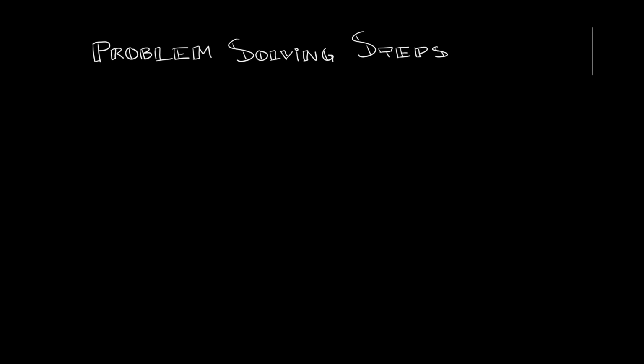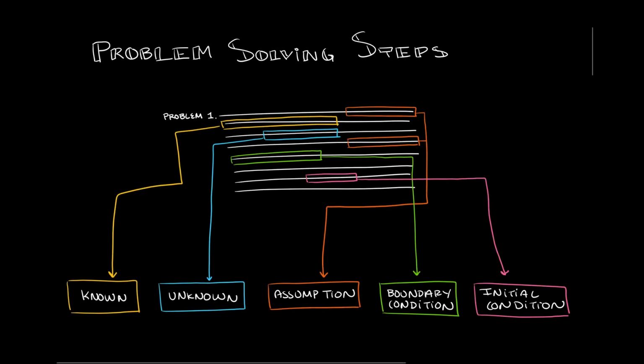Mass transfer problem statements contain a lot of information, but if you know how to interpret and categorize the information as known, unknown, assumption, boundary condition, or initial condition, then the problem becomes much easier to solve. There are 5 general steps to solving a mass transfer problem.